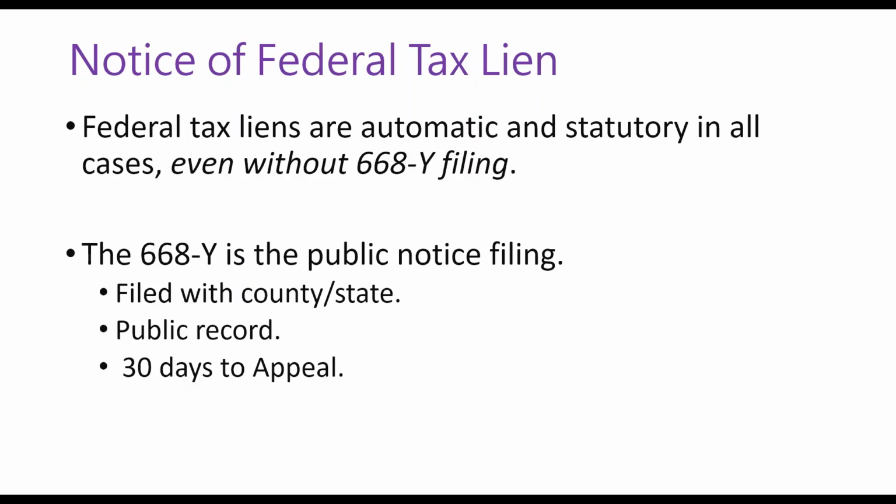The 668Y, the paper notice of federal tax lien that's filed with the state, Secretary of State, or with the county clerk, that is simply the public notice, the public record filing. So, but even without that existing, there is still a federal tax lien in place against anybody that owes 1 red cent to the IRS, okay? And that statutory tax lien covers the exact same things that the paper lien notice does. The IRS has a claim on all of the taxpayer's property and rights to property, okay?